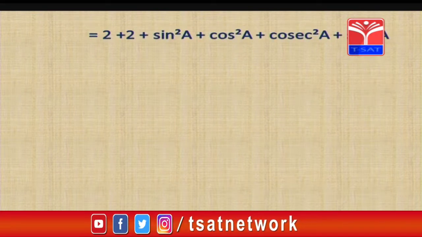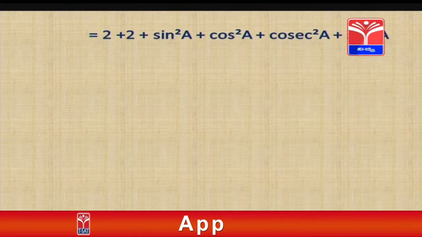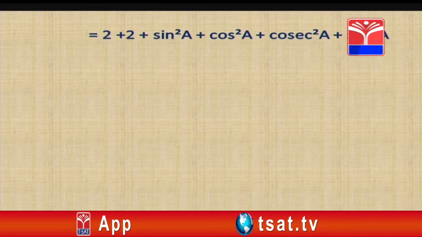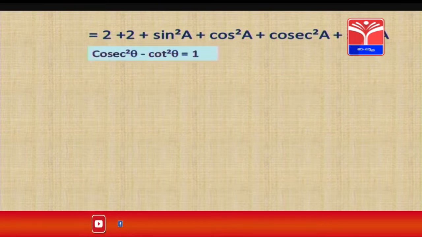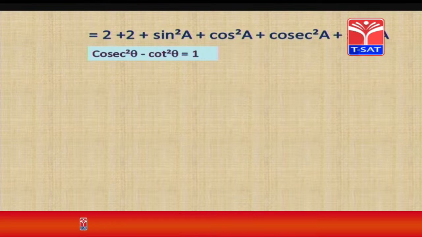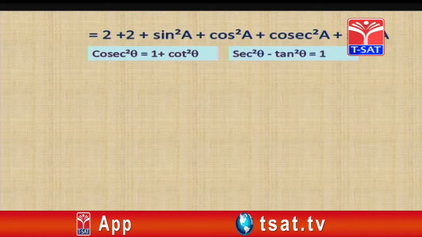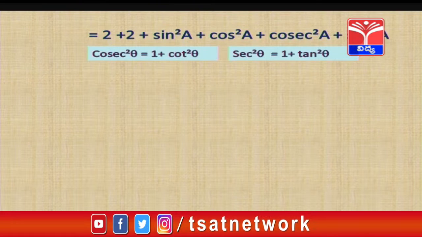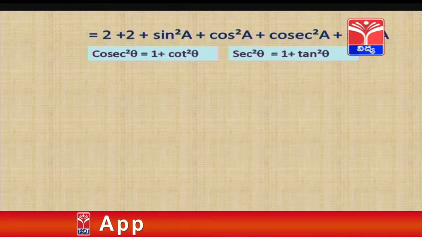I brought all the numbers to one side, and sin square a and cos square a together, and cosec square a plus sec square a in one particular set. Now, 2 plus 2 becomes 4, but let me keep it as it is. We know that cosec square theta minus cot square theta is equal to 1, so can I write cosec square theta as 1 plus cot square theta? Right. Similarly, sec square theta minus tan square theta is equal to 1, so I will change it into sec square theta is equal to 1 plus tan square theta. That means, wherever cosec square a is there, I will write it as 1 plus cot square a. Wherever sec square a is there, I will write it as 1 plus tan square a.